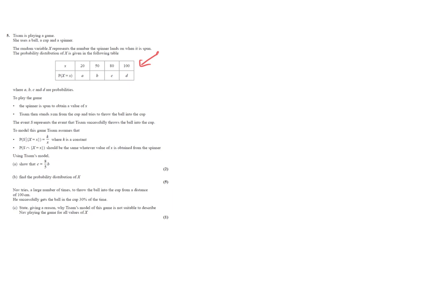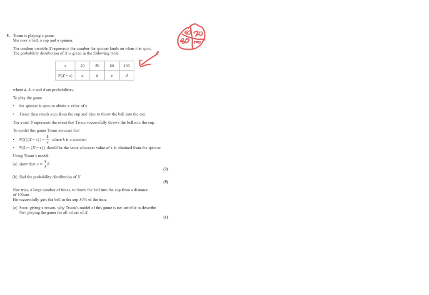She then stands x centimetres from the cup. Okay, so that spinner must have those four values on it, right? So 20, 50, no idea which is bigger and smaller. I'm just doing it to try and get my head around what's happening here.